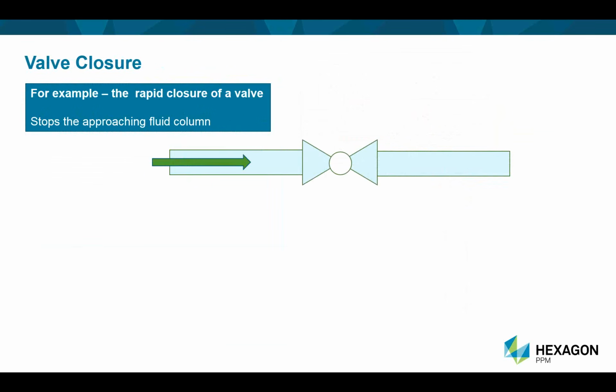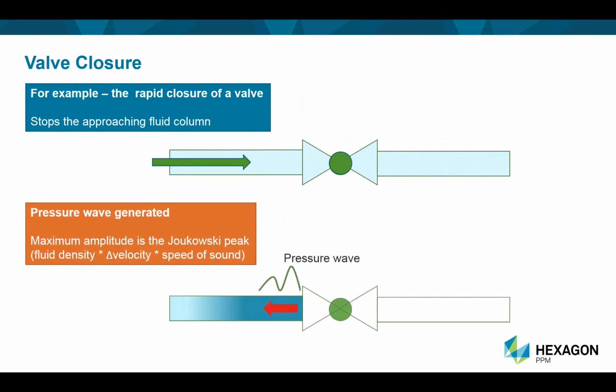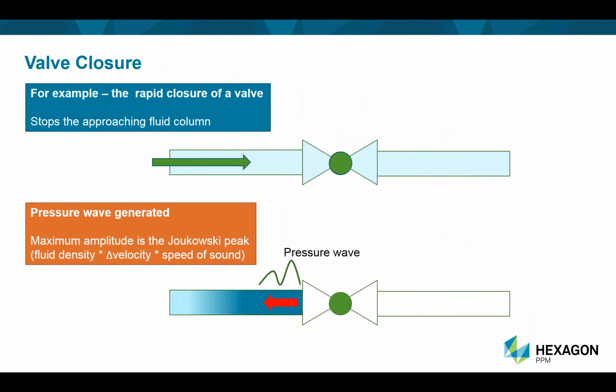As an example, if we look at the rapid closure of a valve. Now, when we close the valve, then the approaching fluid column will stop. And what that does, that causes a pressure wave to be generated. And the maximum amplitude of that pressure wave is the Joukowsky peak. And that is calculated by the fluid density multiplied by the change in velocity multiplied by the speed of sound.